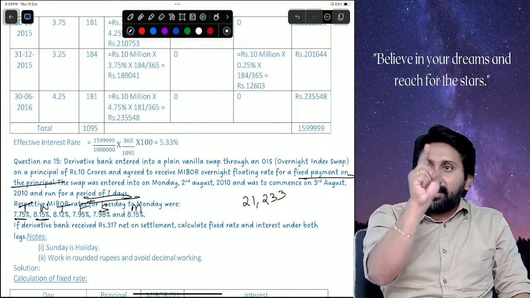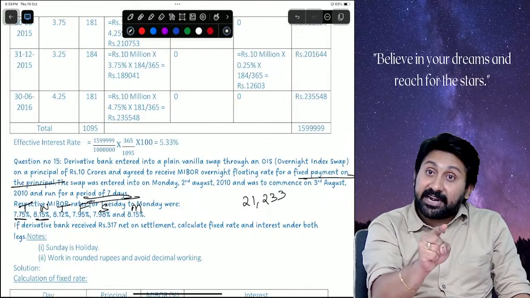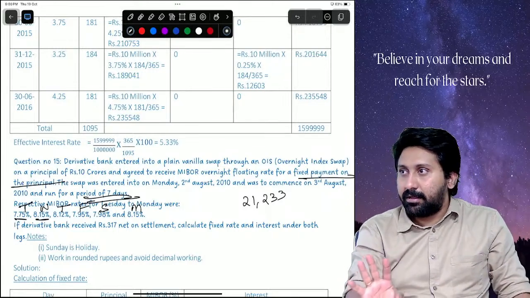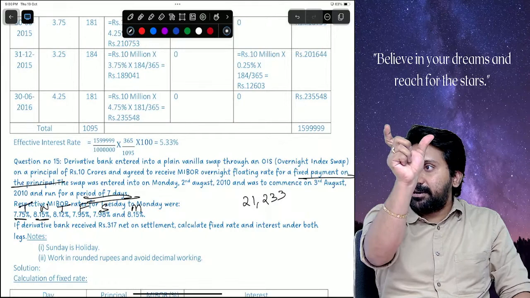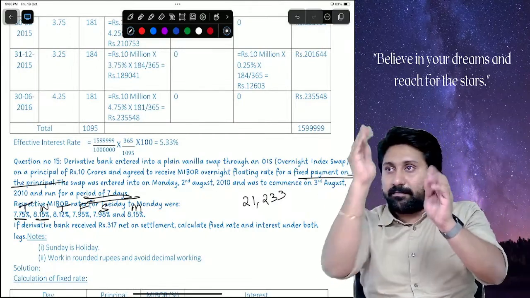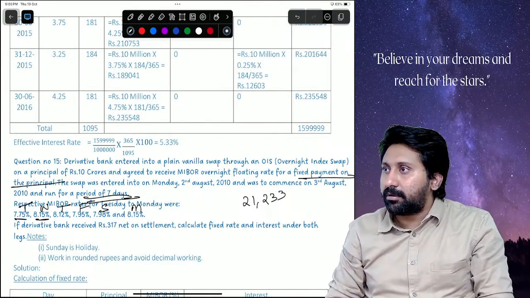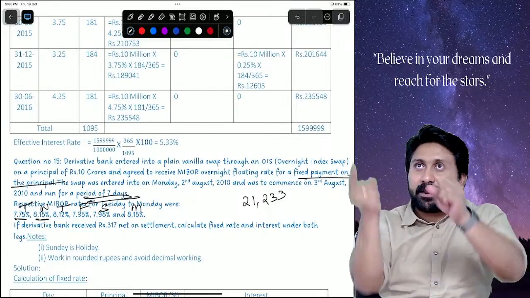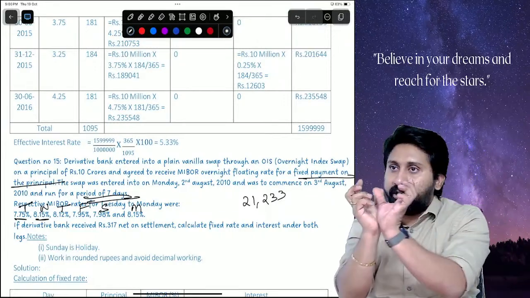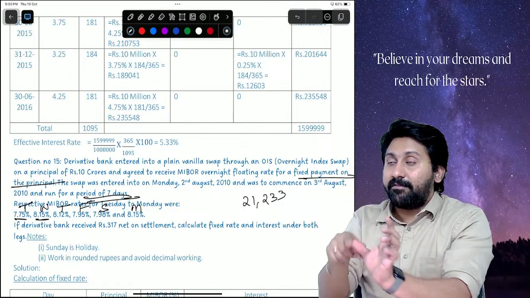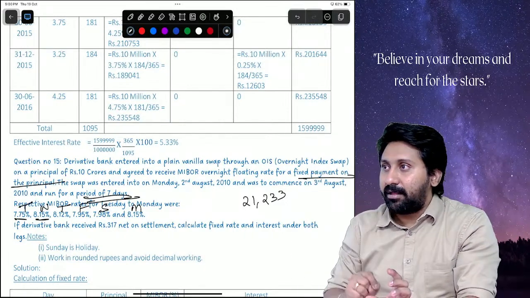Tuesday, Wednesday, Thursday, Friday, Saturday, Sunday, Monday. Over. Tell me, principal amount how much? 10 crore. Okay? Next column, interest. How to do? 7.75 you should apply on 10 crores. You will get one amount. That is per annum. We are doing overnight swapping, means 1 day. Okay?